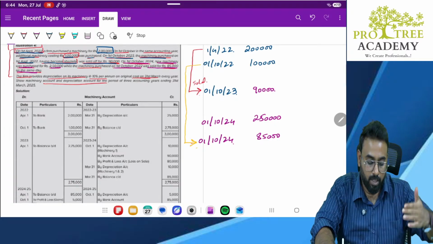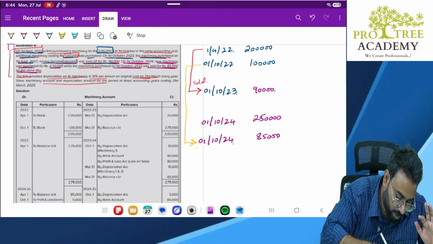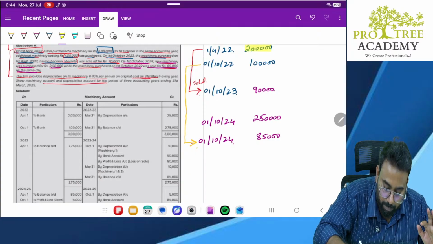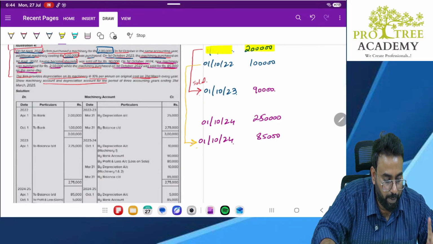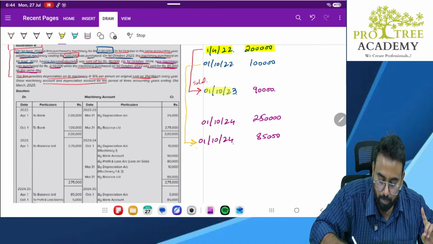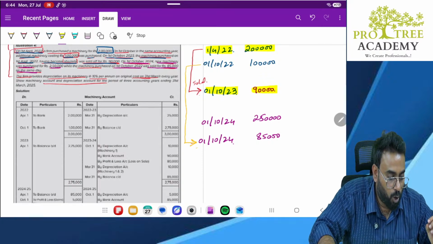Understood the order? First we purchased machinery for 2 lakh on 1st April 2022. Now that machinery was sold on 1st October 2023 for 90,000 rupees. What was the reason? It became obsolete.